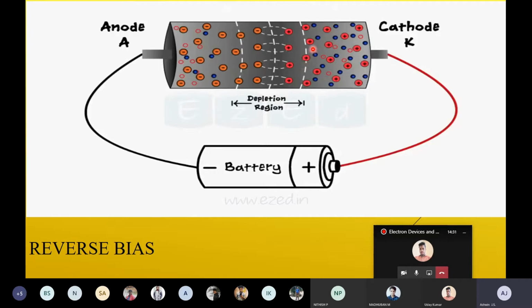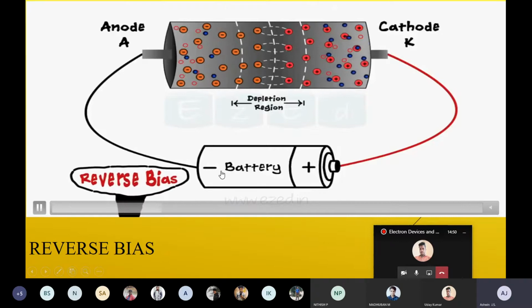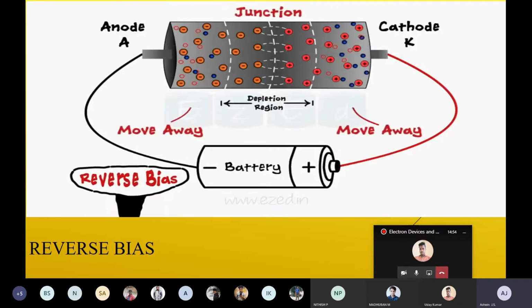Once they are moving away from the junction, here also there won't be any free electrons. So here it becomes an immobile ion. Ions won't move. So there is no free electron, meaning there is no electron to cross or move. So it is immobile, and the depletion layer becomes higher. That is what is represented here. Once you connect it, the electrons move away, so the depletion layer keeps on increasing and acts as an insulator. So there is no conduction, and no current flow.